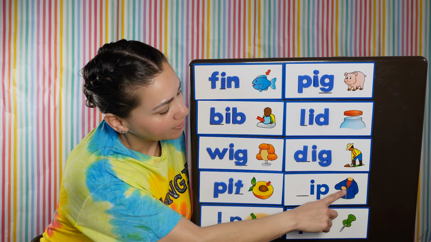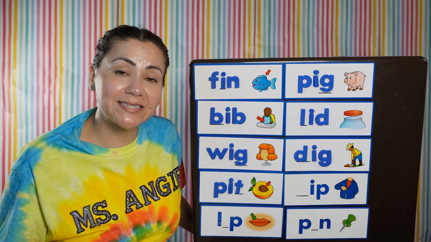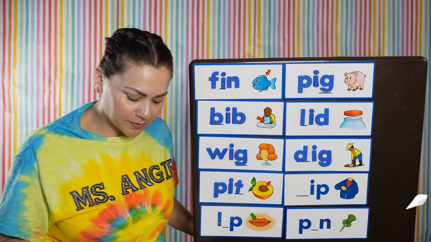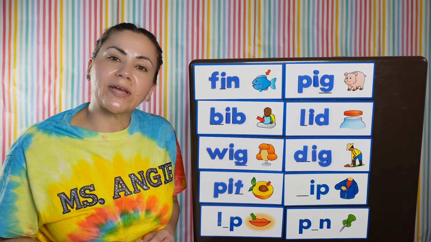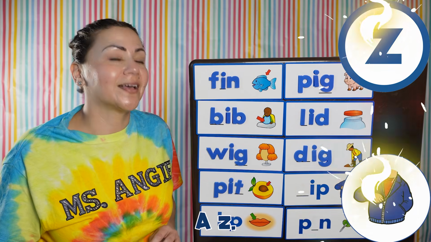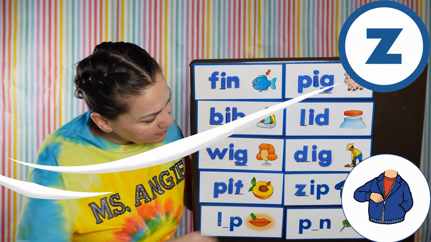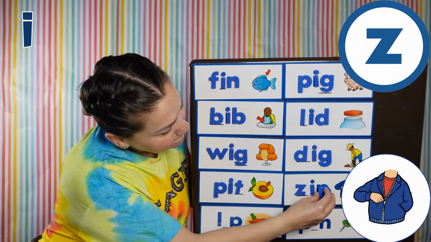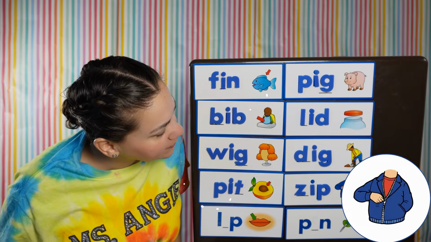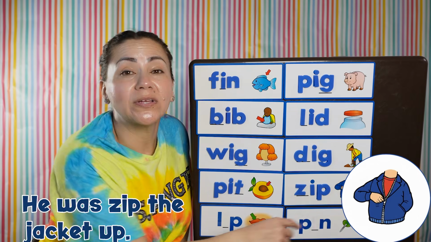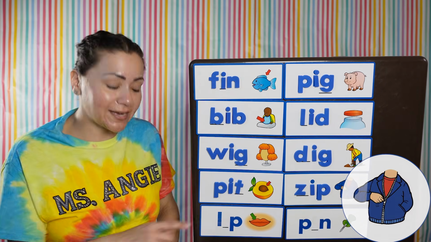Okay, let's go over here. This is a picture of a jacket. And what is he doing to the jacket? He's zipping it. The word is zip. But there's a letter missing here on the word zip. Can you guess what letter? A Z. That's right, a Z. Let's spell the word and put it on the board. Zip is spelled Z-I-P. Now let's make a sentence with the word zip. Can you say, he will zip the jacket up? He will zip the jacket up. Good job.